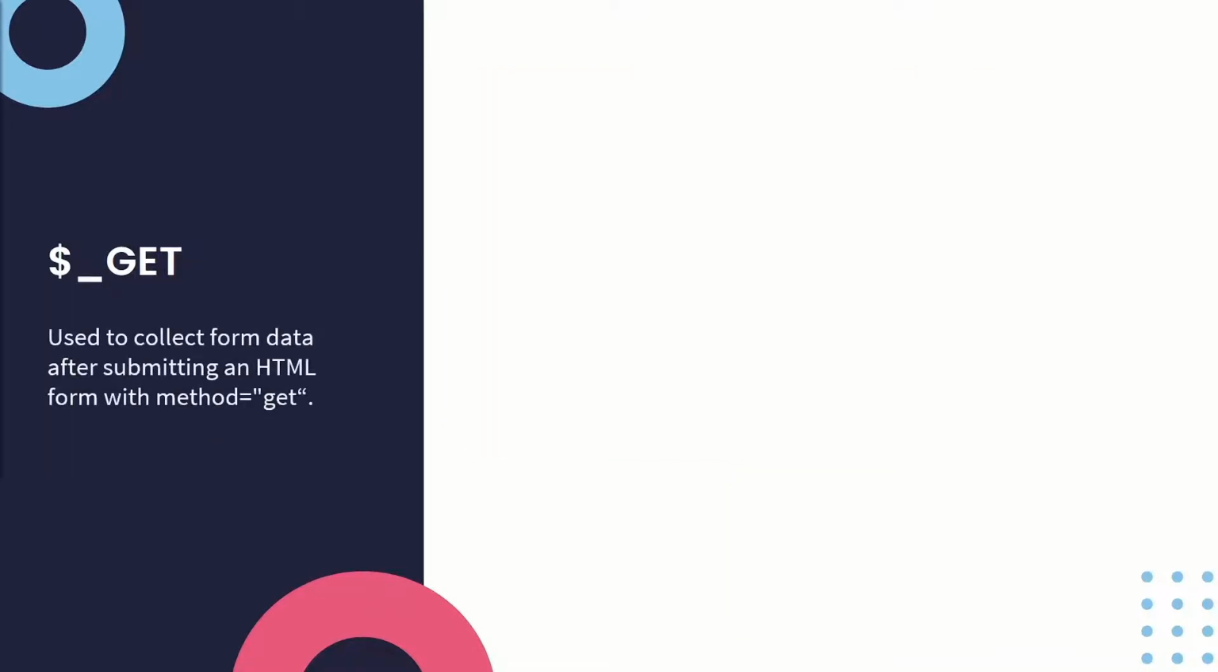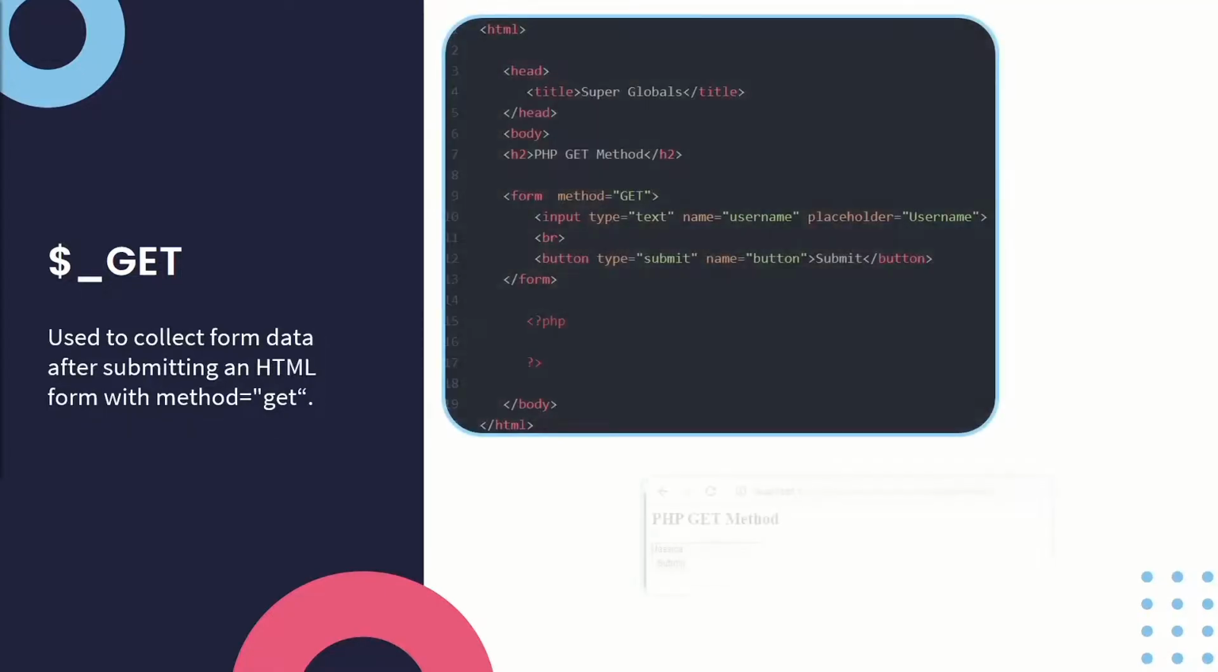Next up, we have the get superglobal, and this is used to collect data from a form after submitting an HTML form with the method of get. Now, get can also be used to send data in the URL. Let's have a look at the example.